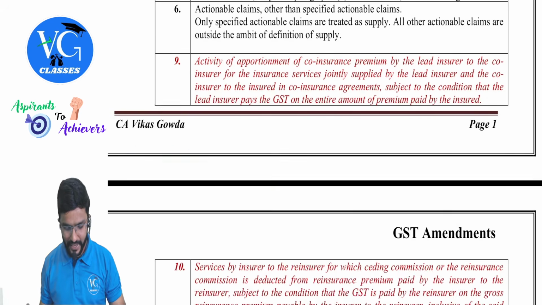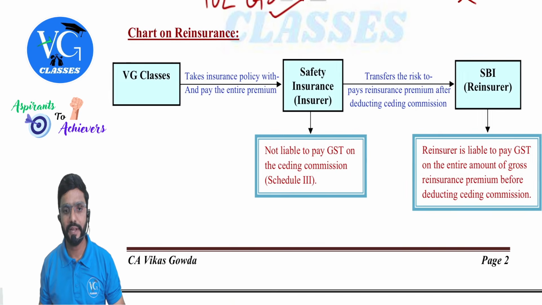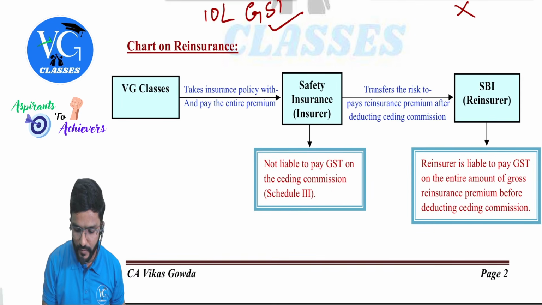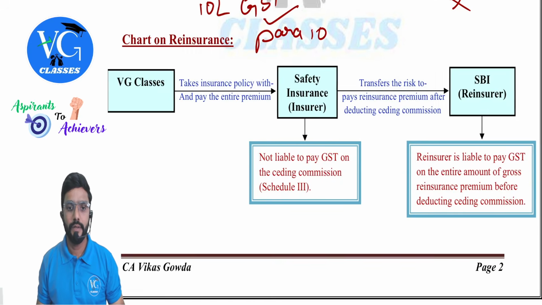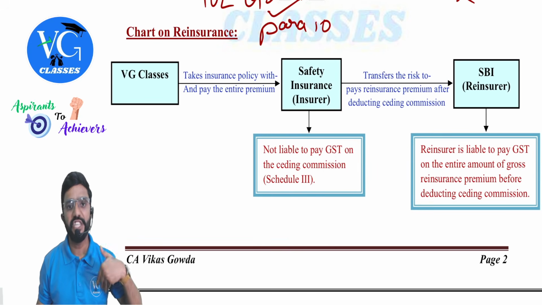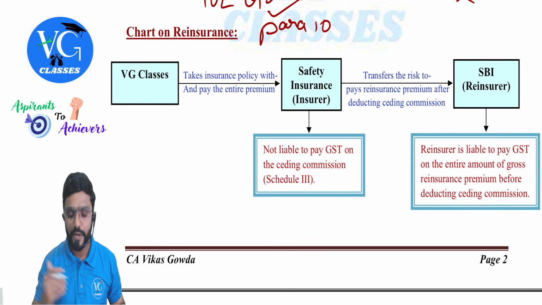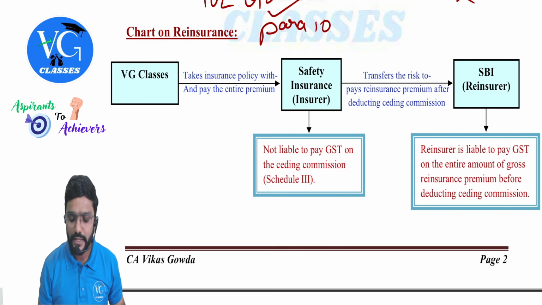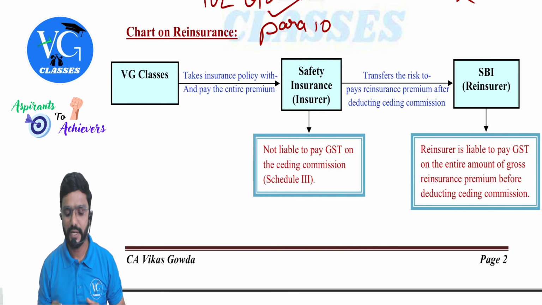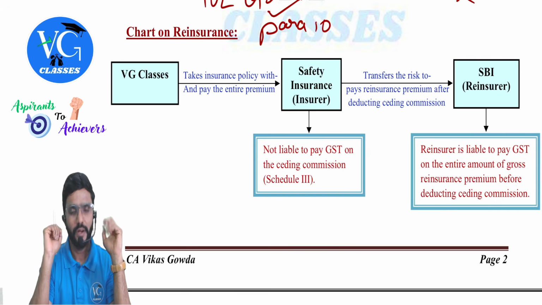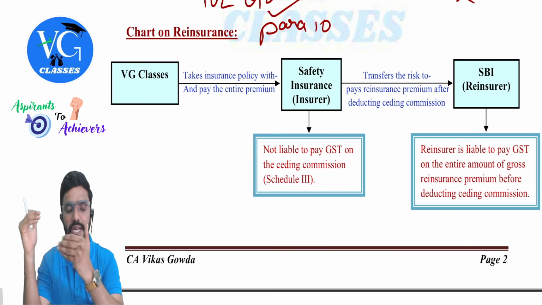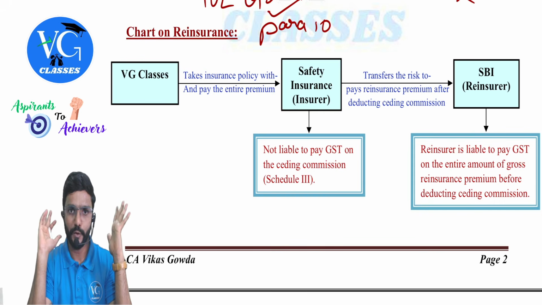Let me explain. Again, I have made a chart for this also. Let me explain it through a chart. This is what is covered in para 10, guys. Para 10. Okay. Now assume VG Classes takes the policy with whom? With Safety Insurance. That is the insurance company. Okay, we call them the insurer here. And I have taken the policy. VG Classes has taken the policy for a huge amount.